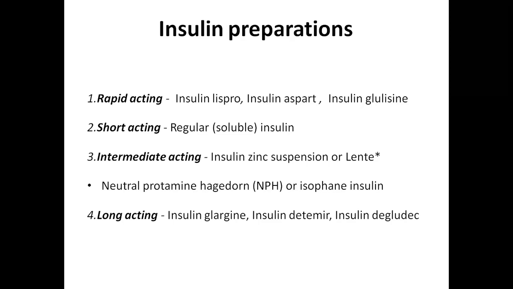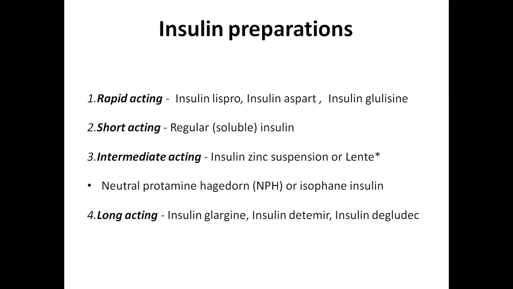Okay, we classify insulin preparations as rapidly acting insulins, short acting insulins, intermediate acting insulins, as well as long acting insulins. This classification is based on the duration of action of insulin. Rapid acting insulins are insulin lispro, aspart, and insulin glulisine. There are three rapidly acting insulins. Coming to the short acting insulins, only one is available, that is regular insulin.